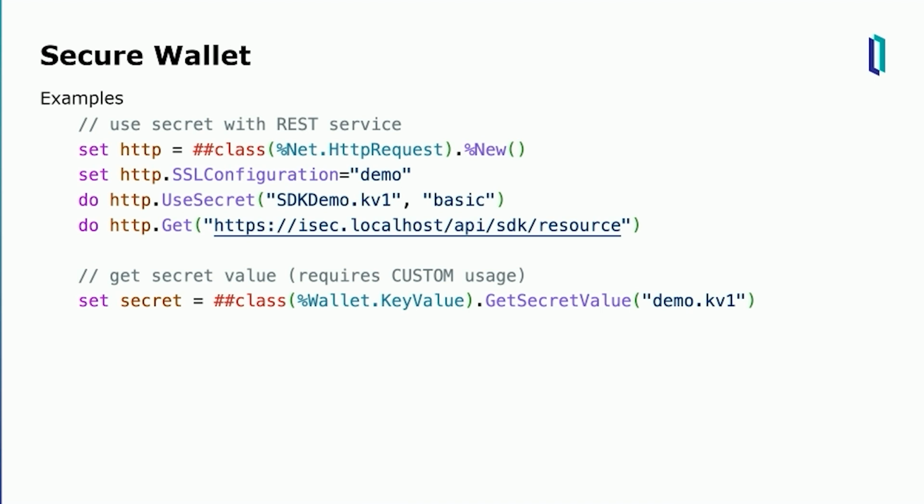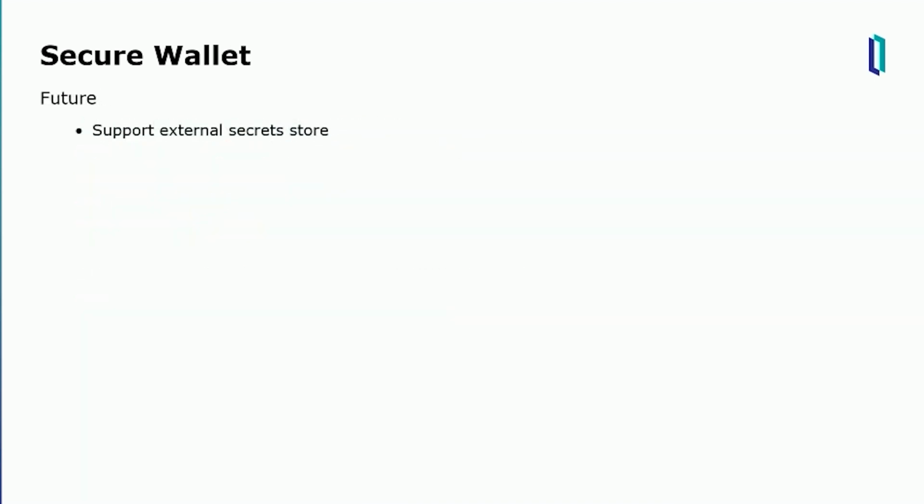Any questions? I think I have one more slide. I just want to talk about, again, the future. This is sort of the core implementation of the wallet. One of the things we want to do is support external secrets managers, so you could end up retrieving secrets from something like your HashiCorp Vault or AWS Secrets Manager in order to use those inside IRIS. That's one thing we are working on.